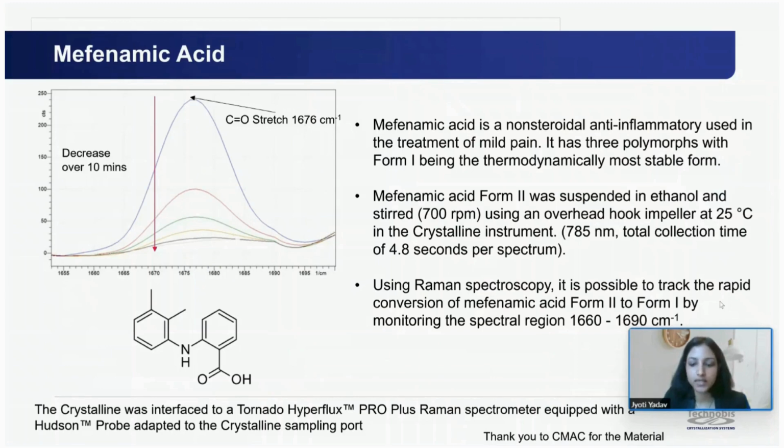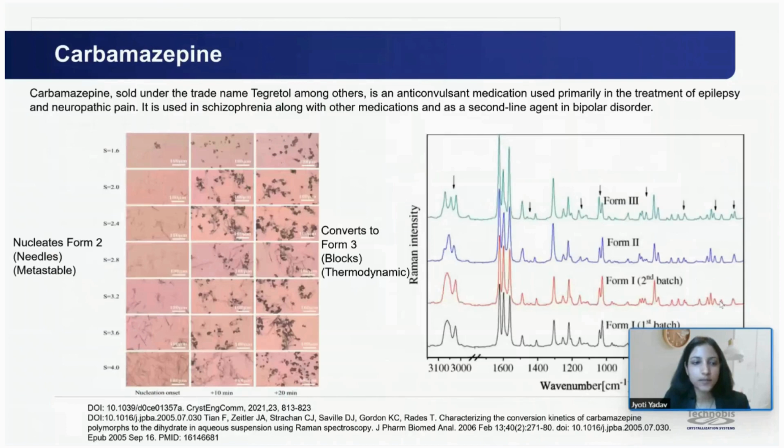Next. Similarly, this is another case study of carbamazepine, which is used for the treatment of epilepsy and neuropathic pain and has different forms. In this study, first the metastable form 2, which has needle-shaped crystals, was formed at higher supersaturation and then transformed into stable form 3, which has block-shaped crystals.